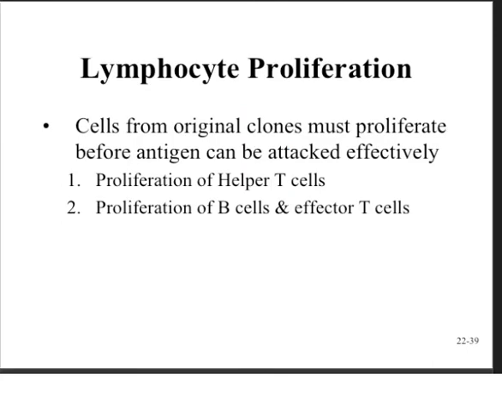Okay, cells from the original clones have to proliferate before antigen can be effectively attacked. You have to get your numbers up in order to be capable of wiping out the pathogen, and this requires that we have proliferation of helper Ts and B and effector Ts as well.